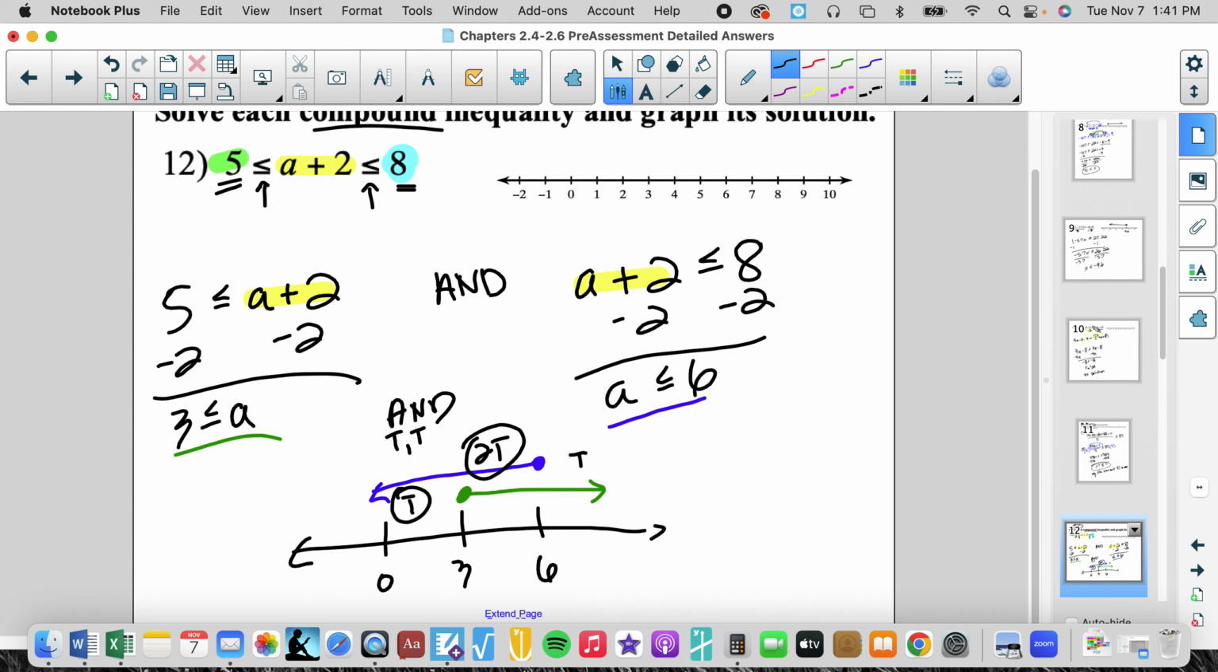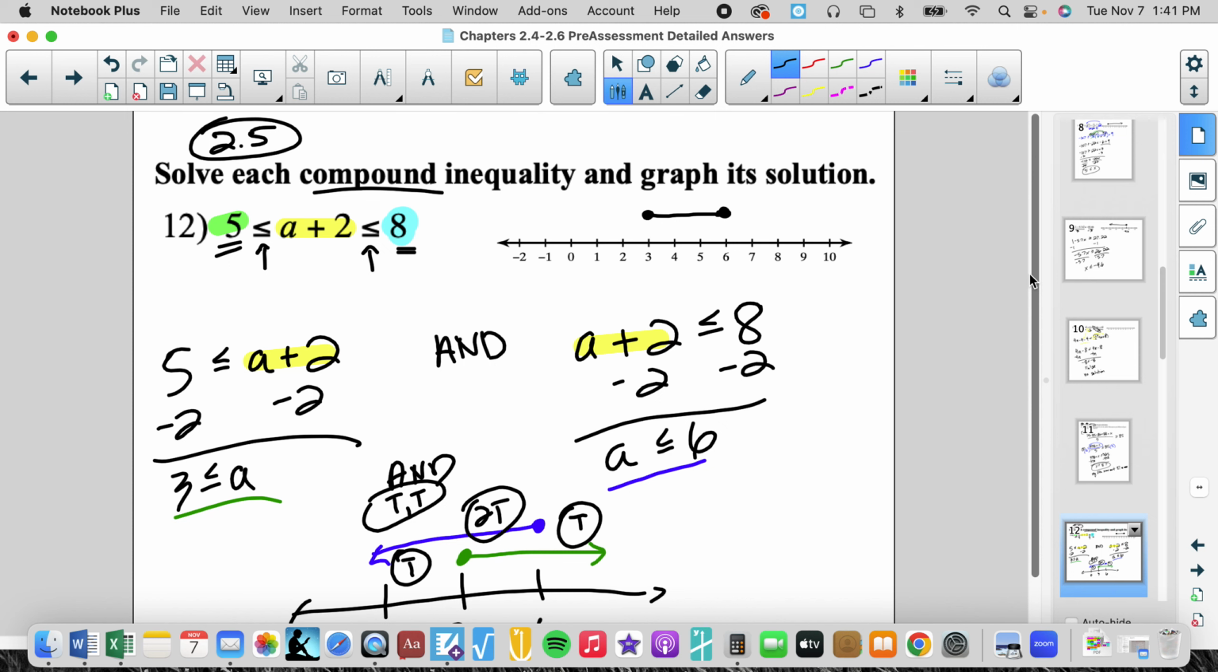This is true for blue and green, and this is only true for green and false for blue. So when we have an "and," I need where there are two trues. So I'm going to do a closed circle at 3 going to 6, and that will be my solution. So there will be a graph up on the top on your assessments, and I want that to be only your solution.